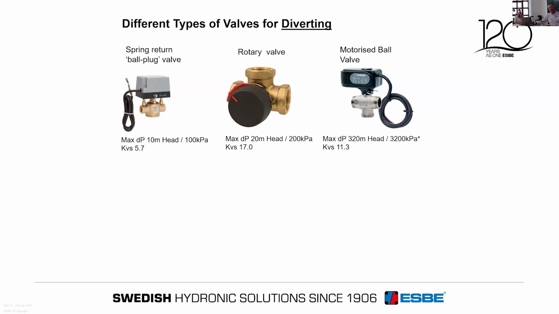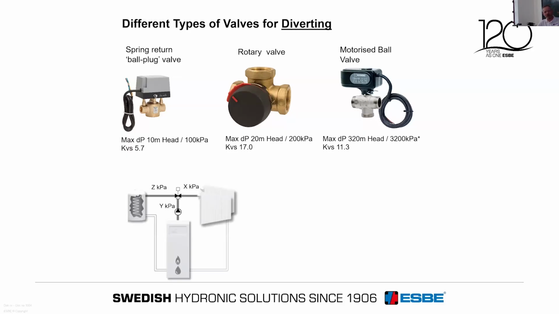Now, there's another property, which is the differential pressure that defines the valve itself. And you'll see that varies across the different valves. And you'll see that it's a massive differential pressure across the motorized ball valve, but there's an asterisk there, you see, but we wouldn't really recommend it above 200 kPa because you just get noise through the system. Now, what does that mean? What does that differential pressure mean?